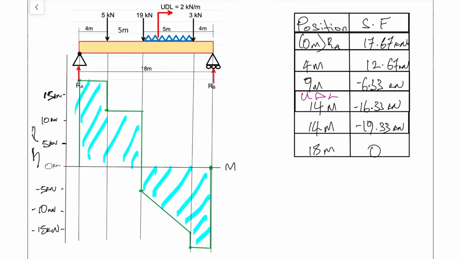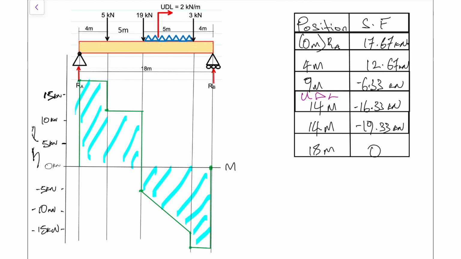There you go. So special attention should always be placed with the UDL because it's the only unique force aside from the other point loads, and the line that we draw to reflect that gradual loading is that diagonal line. So that's one key point to note.